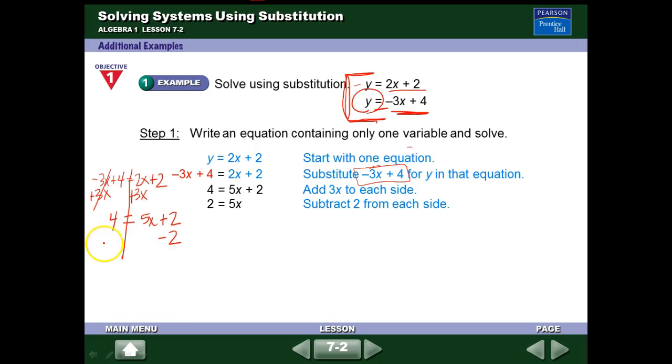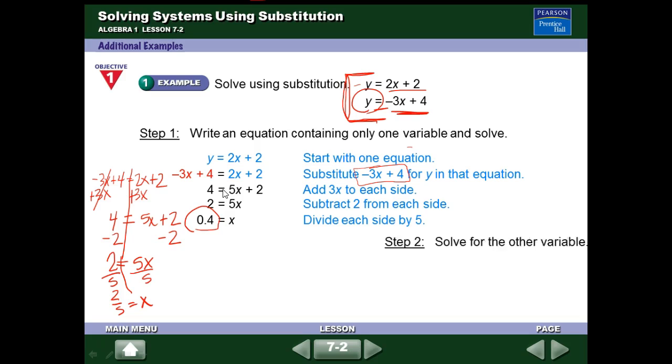Now, continue to combine like terms. 4 minus 2 is 2, equals 5x. We want to get x by itself, so 2/5 equals my x, which is the same as 0.4. So 0.4 and 2/5 are the same. That's what my x equals.